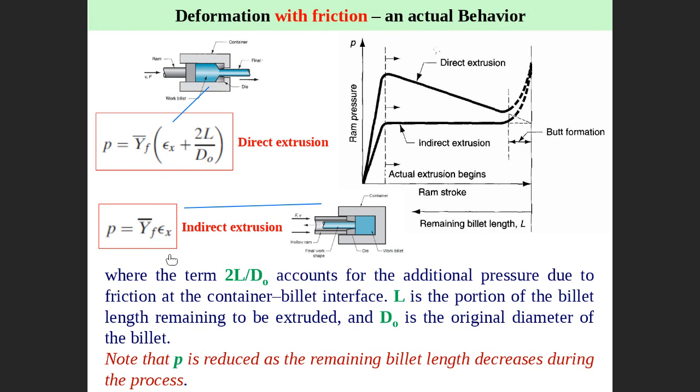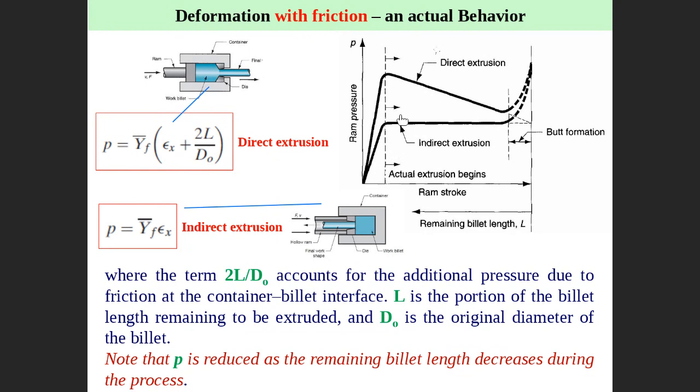So this one, Y bar flow epsilon x, is also the same Y bar flow epsilon x. However, there is an additional part here, which is Y bar flow 2L divided by DO, which is to overcome the friction. Then it is clear that the pressure in case of indirect extrusion is lower than the pressure of direct extrusion. Yes, because this one has to apply additional pressure to overcome the friction in the wall.